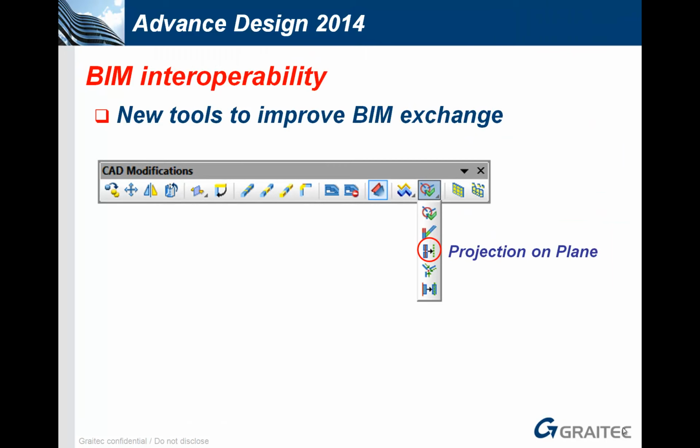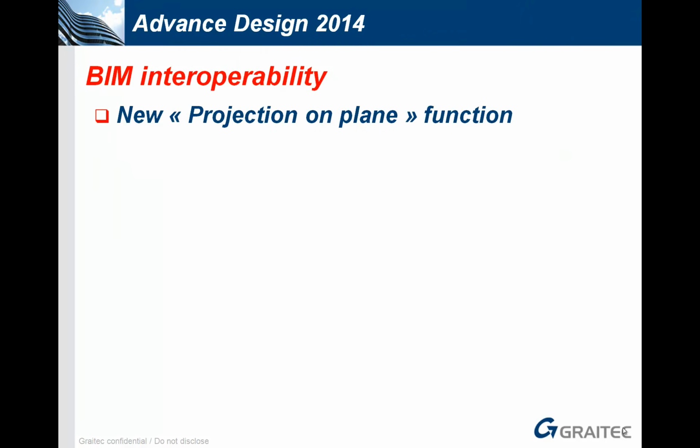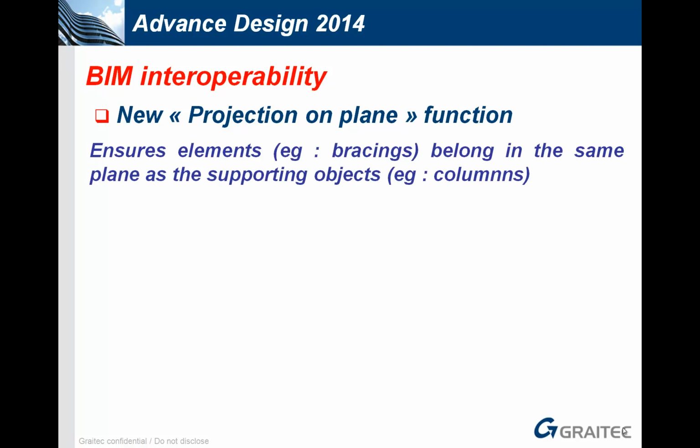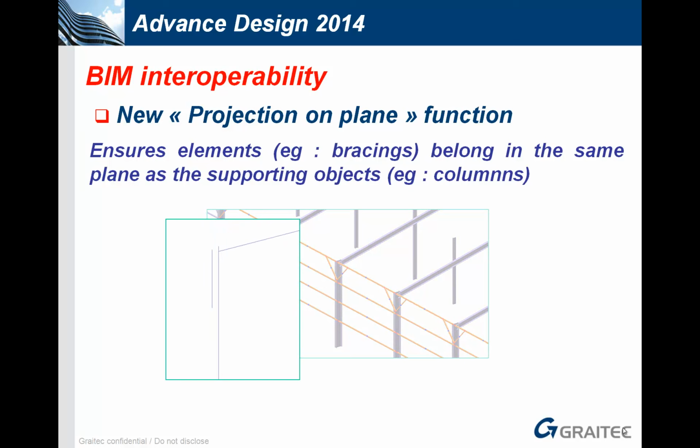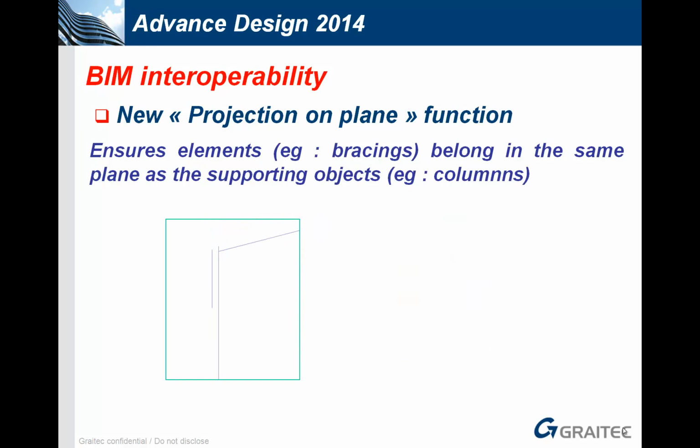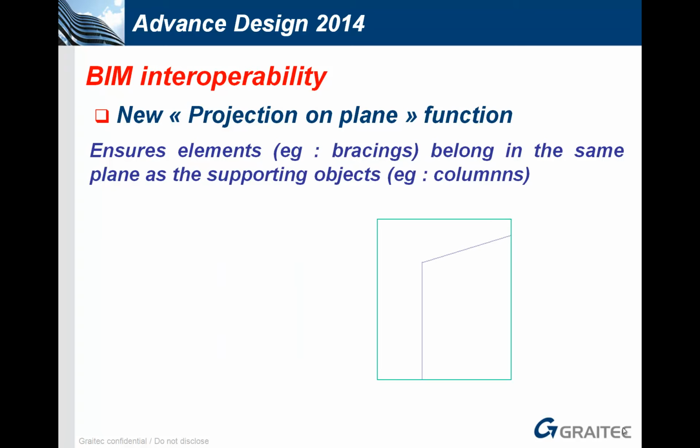Third icon is projection on plane. So this function will ensure that the elements belong in the same plane, because if they don't, you cannot automatically trim or extend them. It's often the problem we have with bracings. See, they look connected, but they're actually given a very small offset. So with this function, you are sure that all the elements will belong in the same plane.